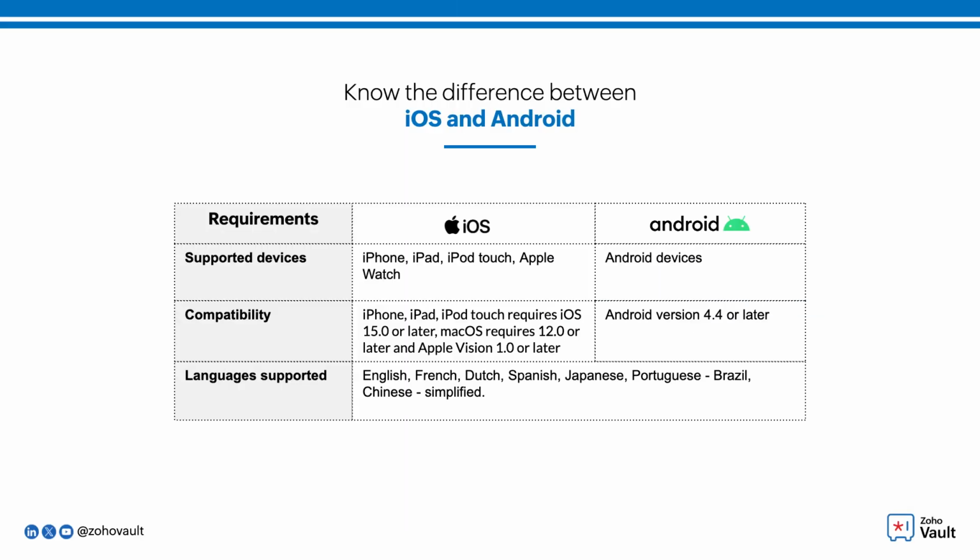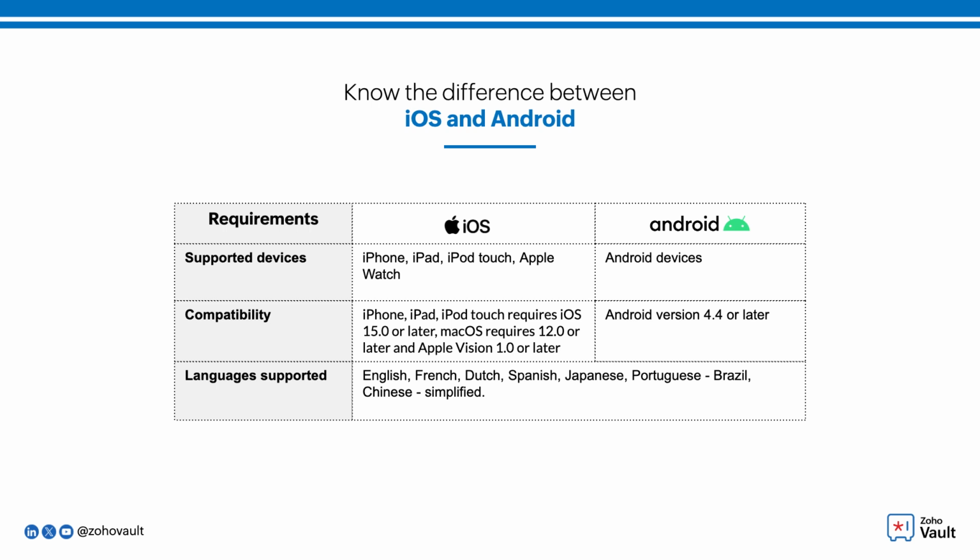Now the basic differences between the iOS and Android platforms. The Zoho Vault iOS app is compatible with iPhone, iPad, iPod Touch, and Apple Watch. Android is compatible with all Android mobile devices and tablets. iPhone, iPad, and iPod Touch require iOS 15 or later, macOS requires 12 or later, and Apple Vision requires 1.0 or later. For Android, version 4.4 or later.